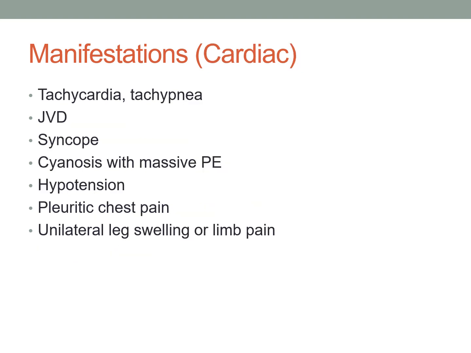Some cardiac manifestations: tachycardia, tachypnea, JVD, syncope, cyanosis. They're blue with the massive PE. Hypotension, pleuritic chest pain. The chest pain is through the pleural space there. Unilateral leg pain or limb pain. On one side their leg is swelling and they're having pain in that limb. Okay, could be a clinical sign of a PE. All right.